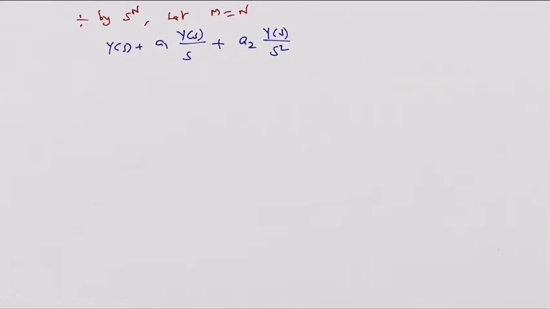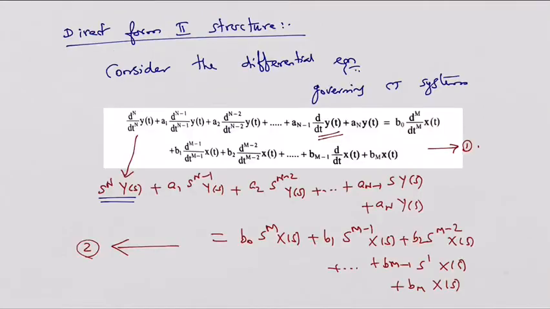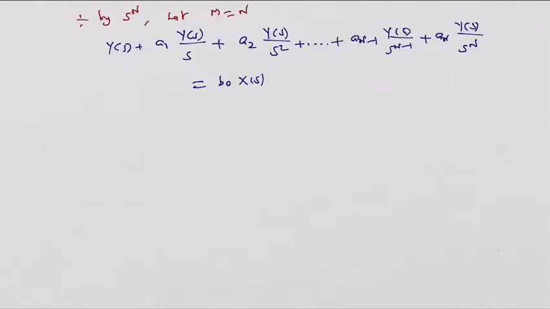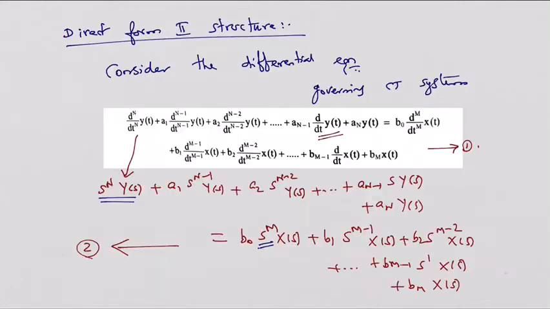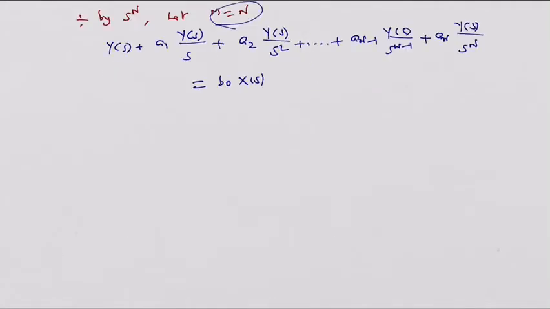And if you move further, you will find at one instant it will be a n minus 1 y of s by s power n minus 1 plus a n y of s by s power n. Agreed? On the right hand side you will have b naught into x of s as the first term. But why? Because s power m divided by s power n, where m and n are equal, as we have assumed, becomes s power n divided by s power n. So this will become simply b naught x of s.